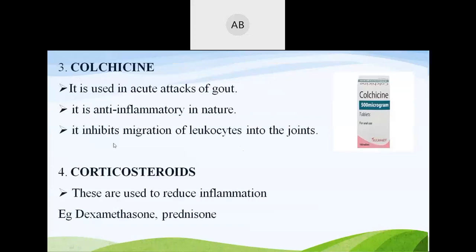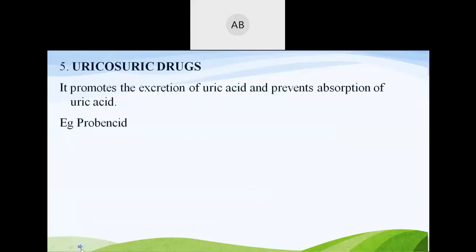The next common drug which we give for a person with gout is an anti-gout drug, that is colchicine. Colchicine is anti-inflammatory. It will reduce the inflammation or swelling. The next drug we give is corticosteroids. We know steroids usually reduce the inflammation or swelling in the joints. Examples are dexamethasone and prednisone. Next is uricosuric drugs. Uricosuric drugs promote the excretion of uric acid, helping to excrete the excess uric acid. An example is probenecid.